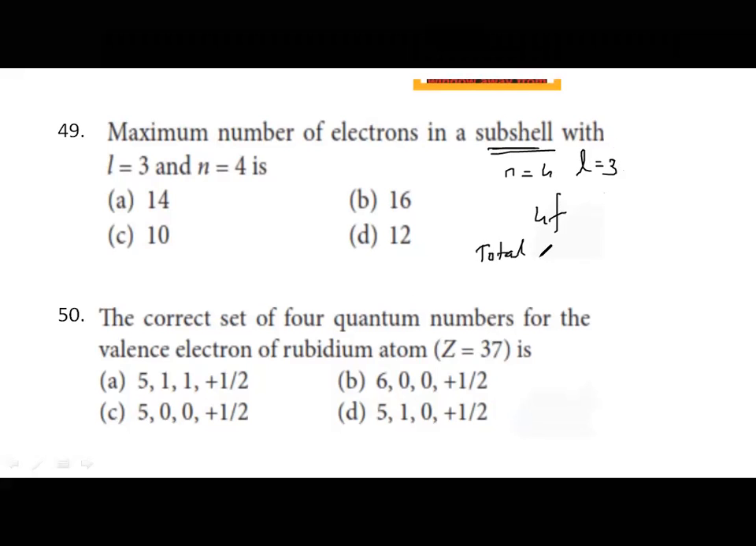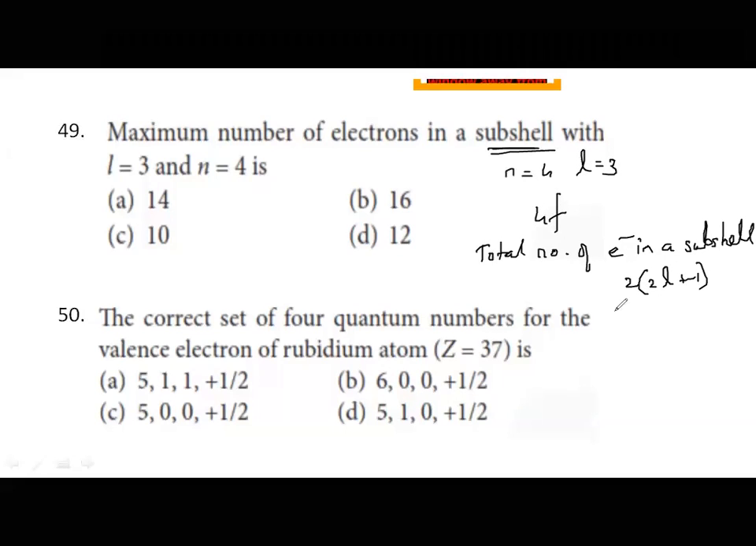Total number of electrons in a subshell when the L value is given is 2 into 2L plus 1, or 4L plus 2. So 2 into 2 into L value 3 plus 1. 2 3s are 6, 6 plus 1 is 7, 7 2s are 14 electrons. Or directly f, it is understood how many electrons, it is 14. This is the formula we discussed when we were discussing magnetic quantum number also.